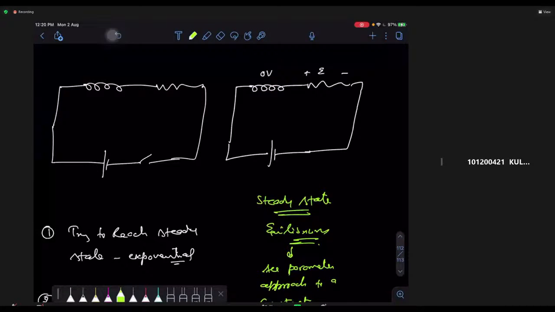Why is it not opposing the current change? Because current has reached a constant value. So in a steady state, it does not oppose the current change, and current is going to be constant. In a steady state, my inductor simply behaves as a plain wire. It does not oppose anything, because ultimately the whole of the battery is now dropped across the resistance, and the current reaches its constant, maximum possible value in the circuit.